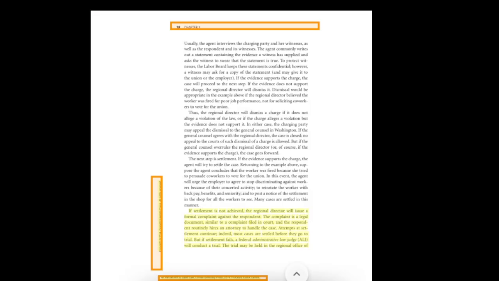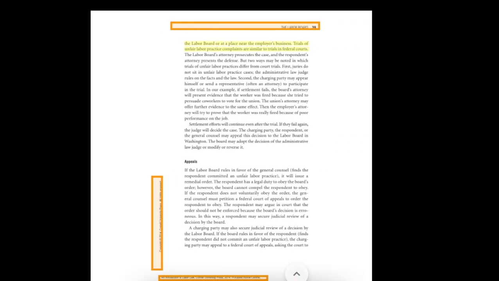The trial may be held in the regional office of the labor board or at a place near the employer's business. Trials of unfair labor practice complaints are similar to trials in federal courts. The labor board's attorney prosecutes the case, and the respondent's attorney presents the defense. But two ways may be noted in which trials of unfair labor practices differ from court trials. First, juries do not sit in unfair labor practice cases. The administrative law judge rules on the facts and the law. Second, the charging party may appear himself or send a representative, often an attorney, to participate in the trial.